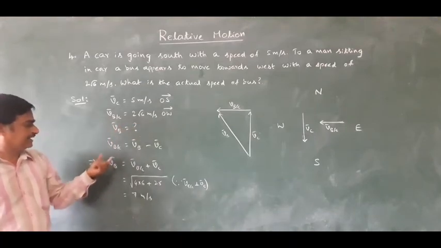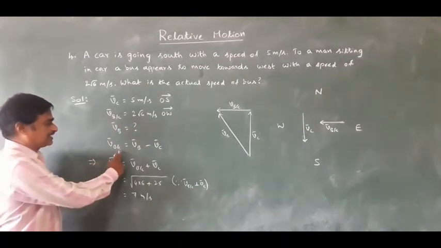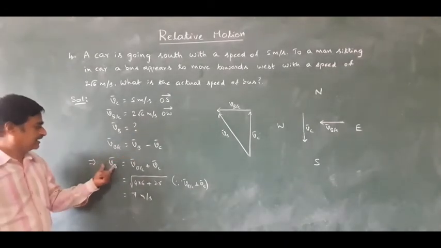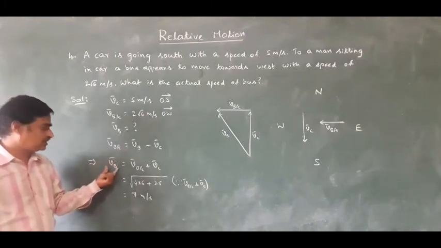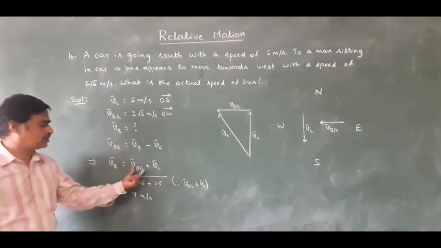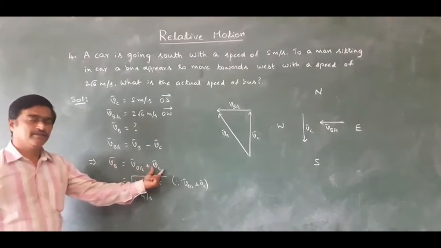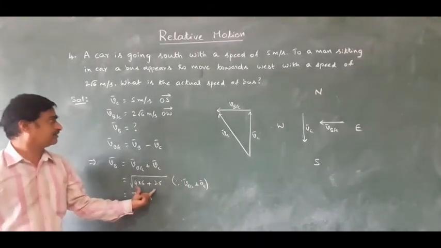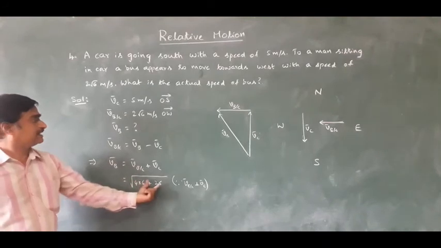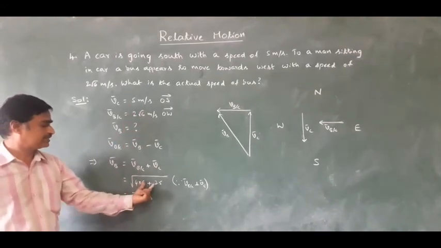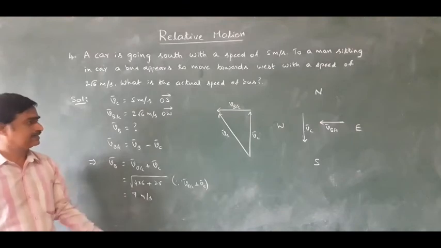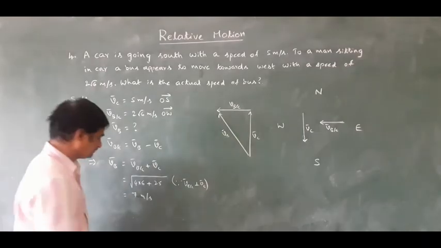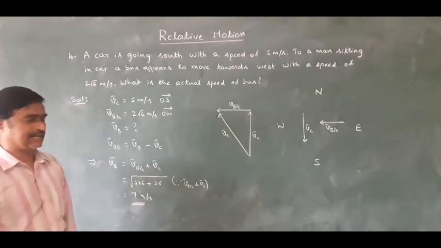See, relative velocity of B with respect to C is VB minus VC. And from this one, we can write velocity of this bus is equal to relative velocity of bus with respect to car plus velocity of car. Then, as they are at 90 degrees, we have a simplification here. This square plus this square. This square means 4 into 6 plus, that is 7 meter per second. If they ask velocity, then we have to keep this one. It is 7 meter per second.